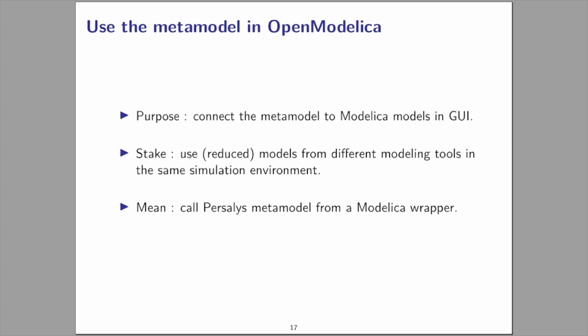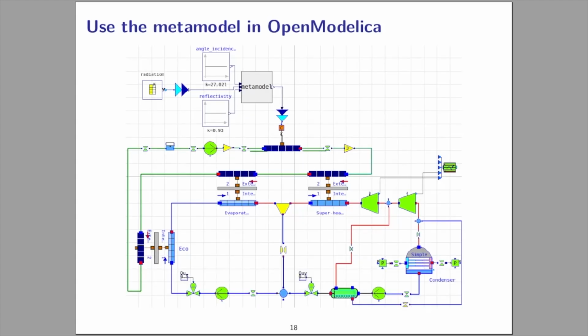And how do we do this? We basically create a Modelica wrapper that is going to call the Persalys metamodel. And here you can see the result. I'm not extending on all the technical details. You can see here a thermal power plant from the ThermoSysPro library. And you can see on the top that the normal solar collectors have been replaced by the metamodel we just created before. So you can see here as input we have the sun incidence angle, the reflectivity of the mirror, and the sun radiation. The incidence angle and the reflectivity are fixed, whereas the radiation evolves over time.